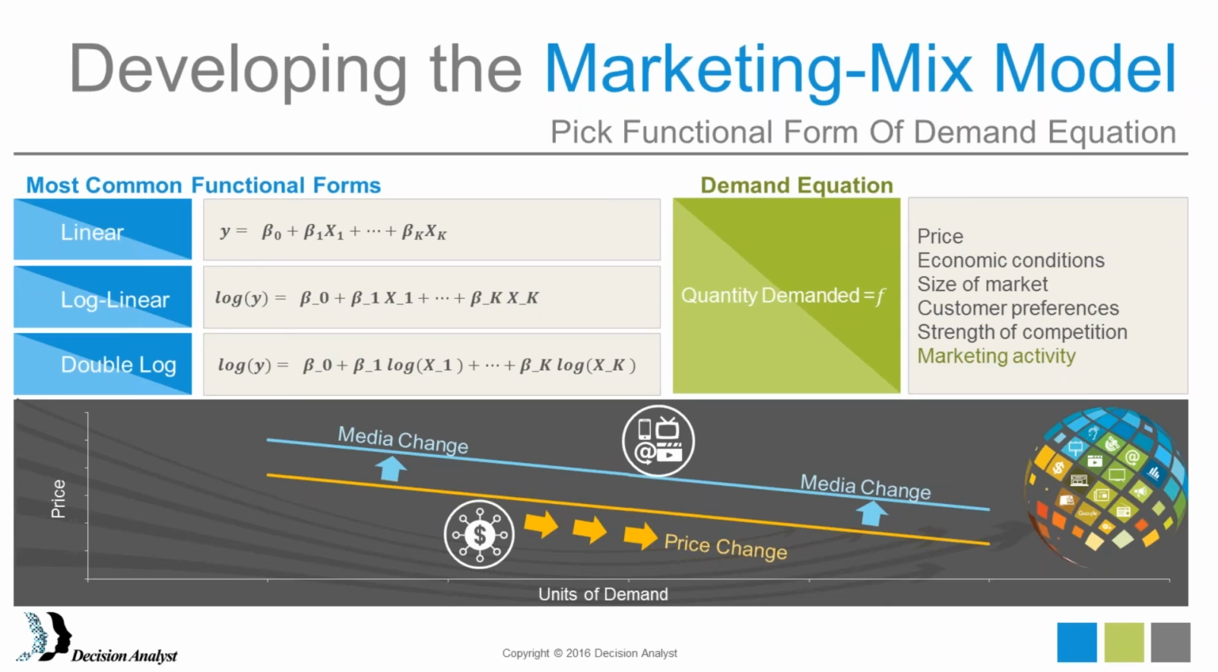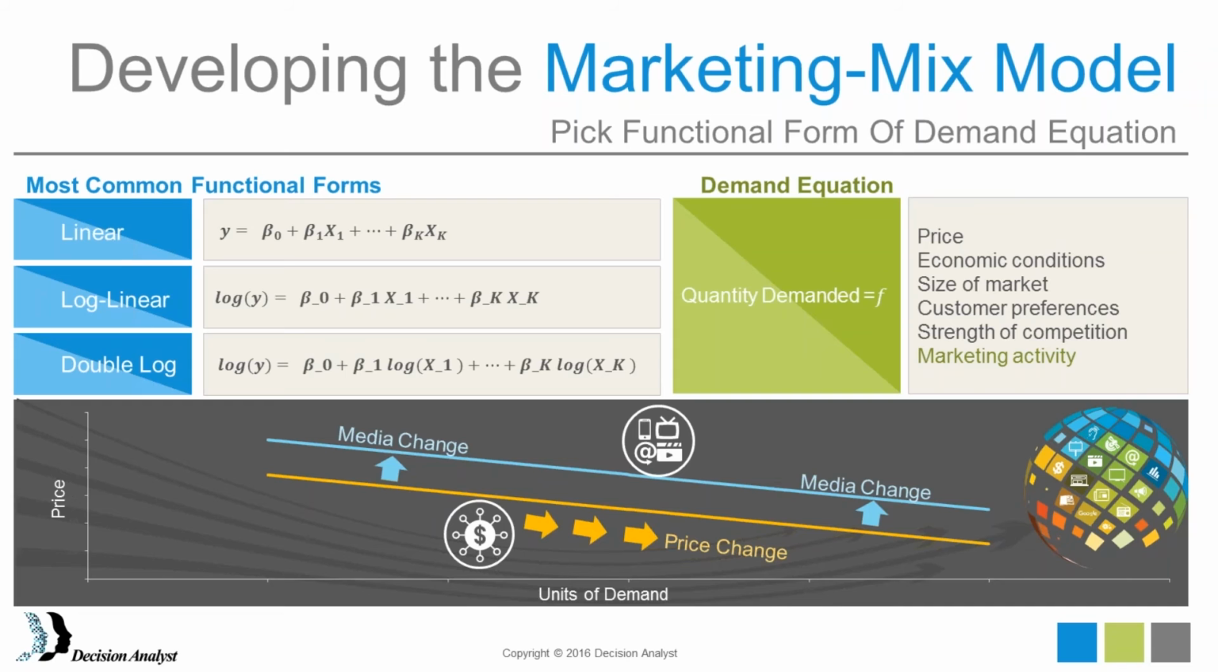And the demand equation itself can be of different functional forms. There are advantages and disadvantages for the different functional forms. A linear form is very common. However, log linear is very common as well, and double log is very common. By log linear, we mean that the log of unit sales is a function of the media activity. And by double log, we mean the log of unit sales is a function of the log of media activity.